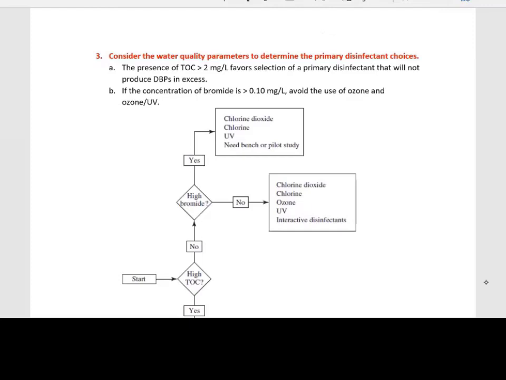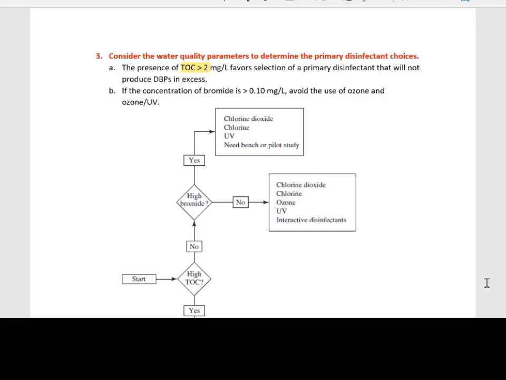Okay, so the next thing we're doing is we're looking at how water quality affects the choices. And so we're attempting to, in this case, confirm, are the client's choices reasonable? So the first thing is we'll look at TOC.